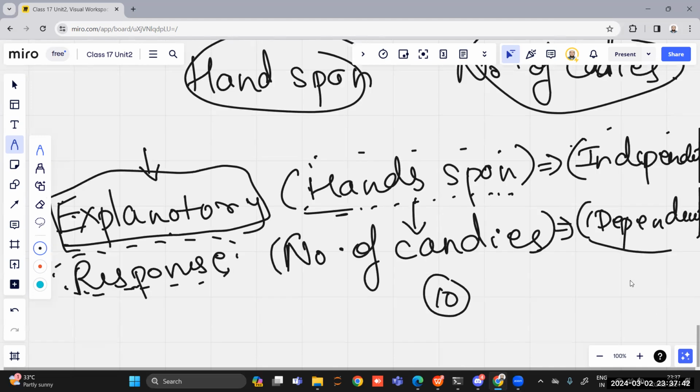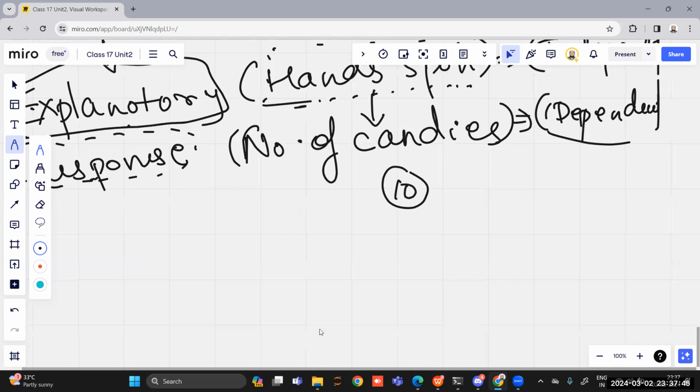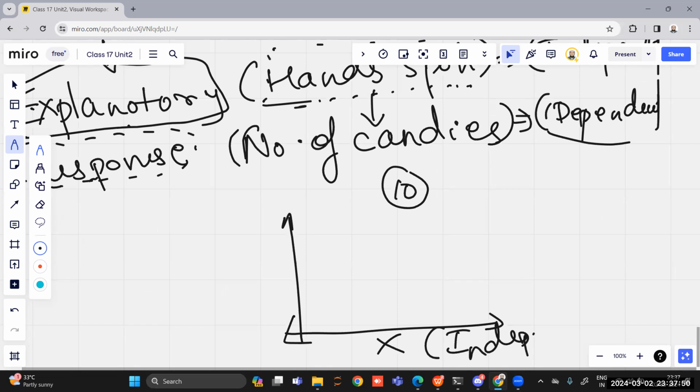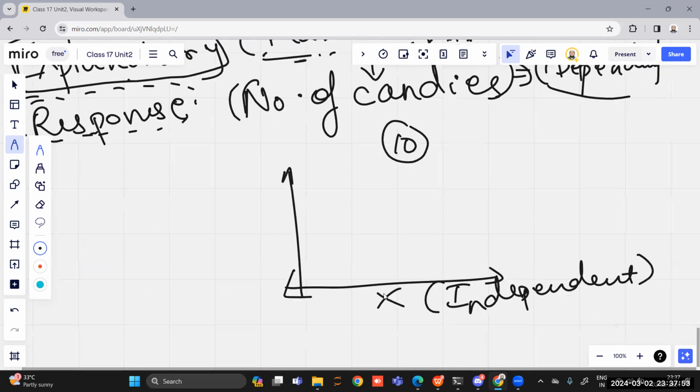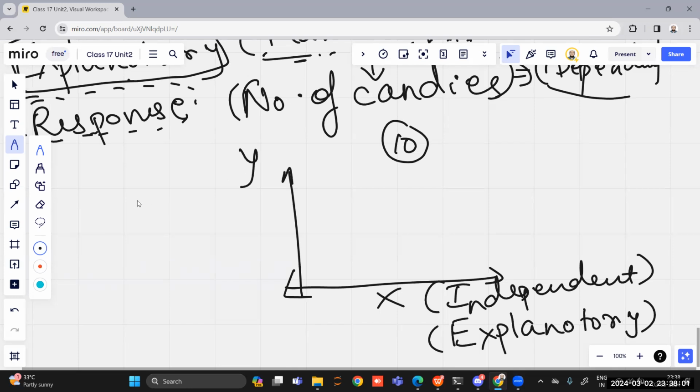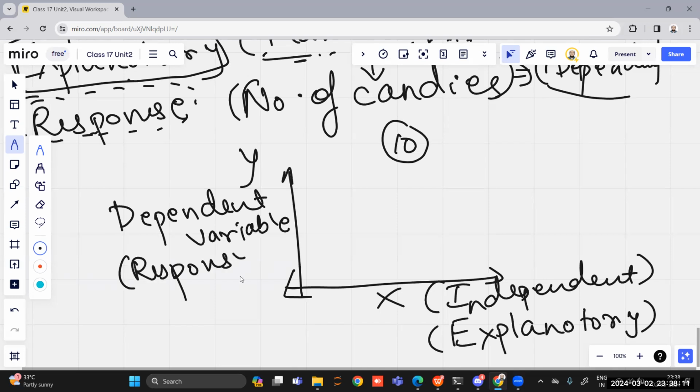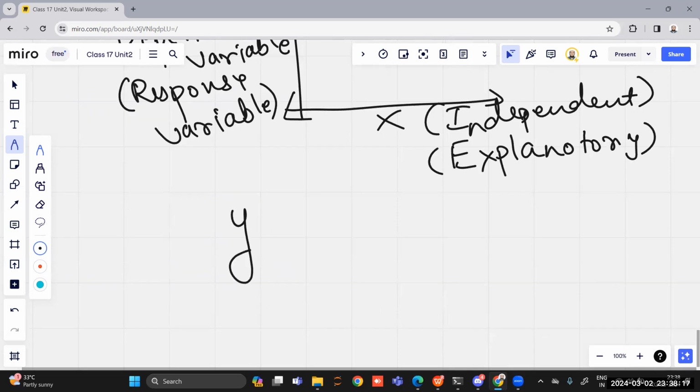Understood? We can classify. The independent variable is on the x-axis. The independent variable is also known as the explanatory variable. The y-axis is for the dependent variable, which is dependent on x for its output, also known as the response variable. You can remember this from the equation y equals mx plus c, the equation of a line.